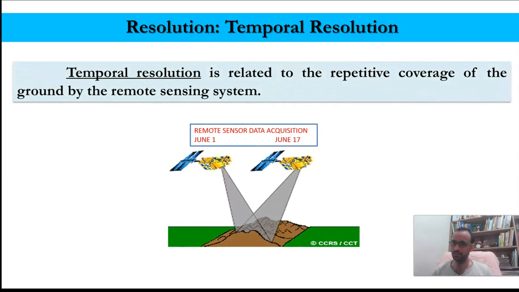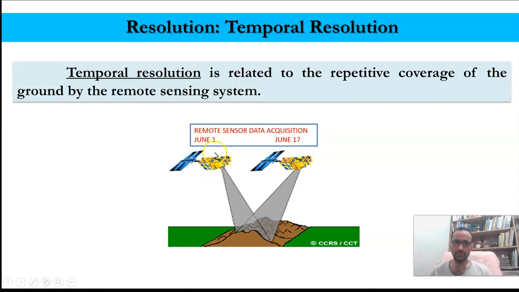Temporal resolution. We just discussed 3 resolutions which depend on quality, but this resolution depends on time. Temporal resolution is related to the repeat coverage of the ground by the remote sensing system. Like we have one satellite, and the remote sensor data acquisition dates.